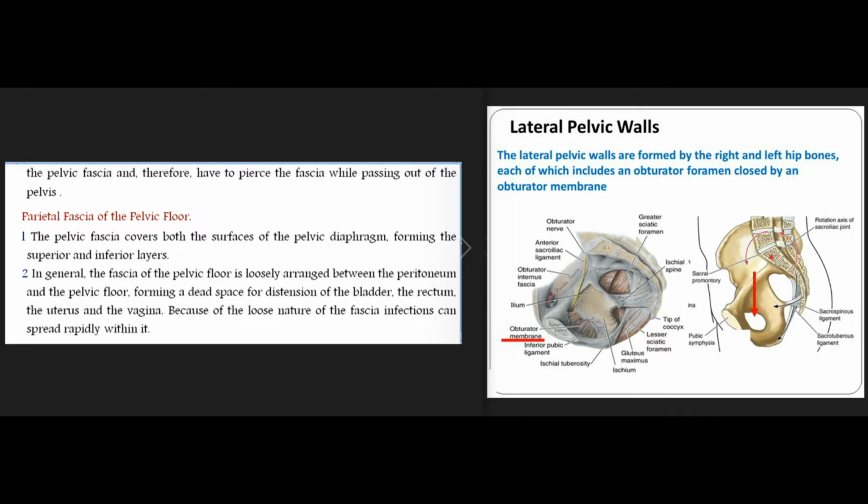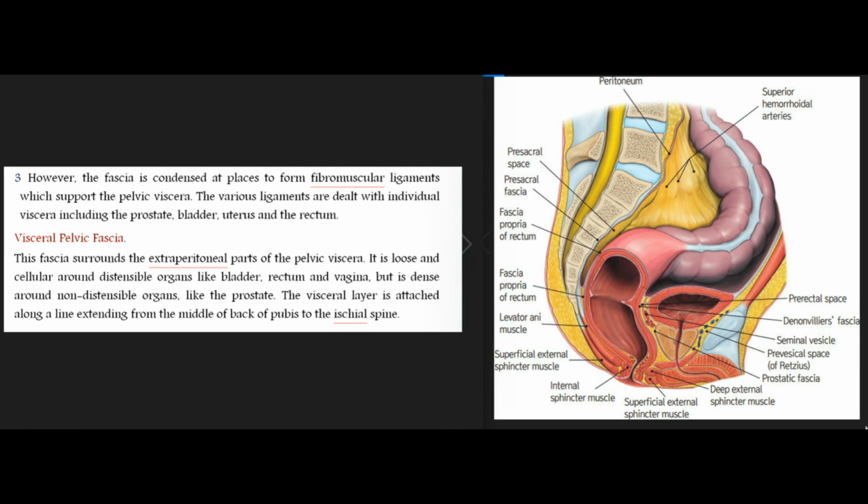Parietal fascia of the pelvic floor. 1. The pelvic fascia covers both the surfaces of the pelvic diaphragm, forming the superior and inferior layers. 2. In general, the fascia of the pelvic floor is loosely arranged between the peritoneum and the pelvic floor, forming a dead space for distension of the bladder, the rectum, the uterus, and the vagina. Because of the loose nature of the fascia, infections can spread rapidly within it. 3. However, the fascia is condensed at places to form fibromuscular ligaments which support the pelvic viscera. The various ligaments are dealt with under individual viscera including the prostate, bladder, uterus, and the rectum.